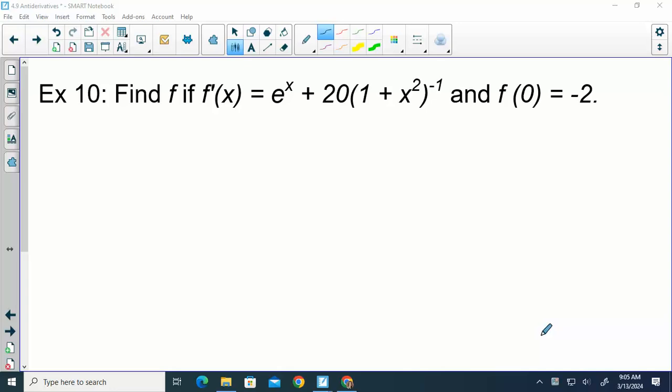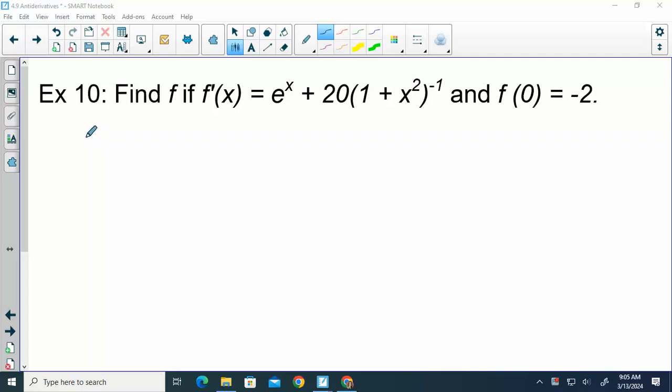A look at this one. We want to find f. So that means find the original. If f prime is this loveliness and f of 0 equals -2.